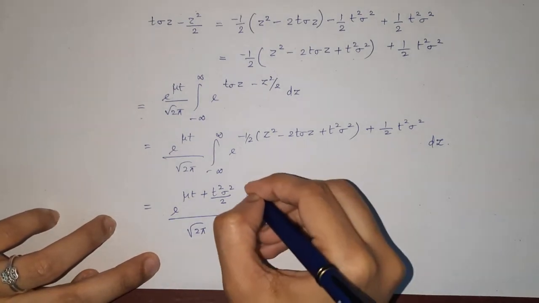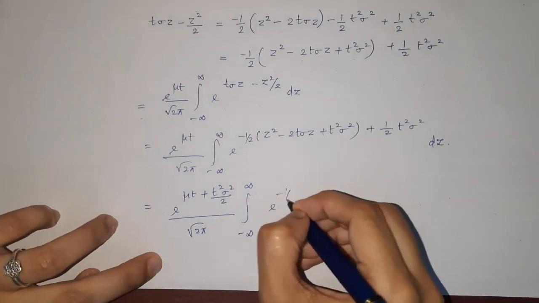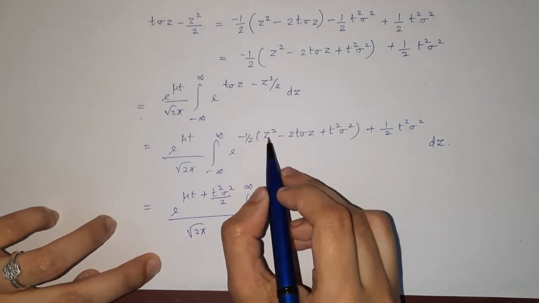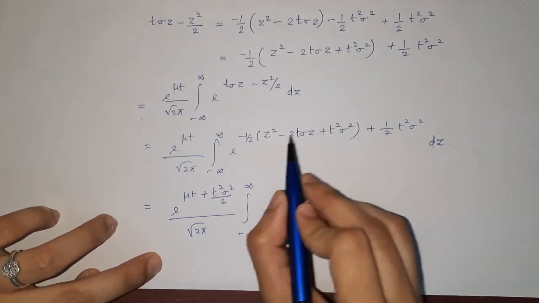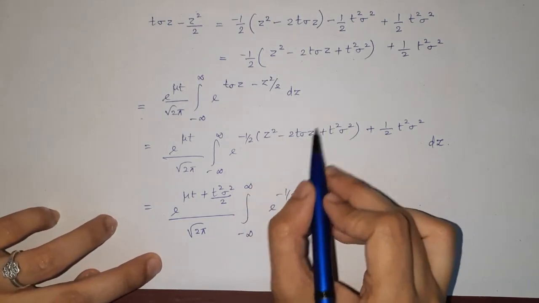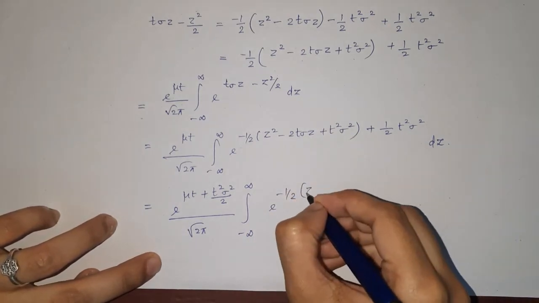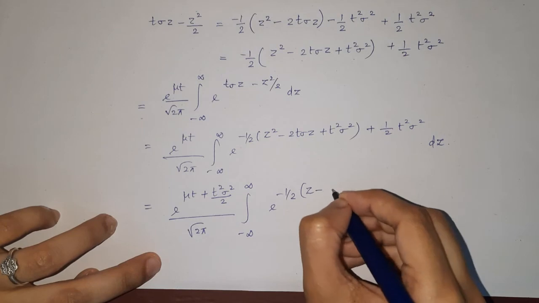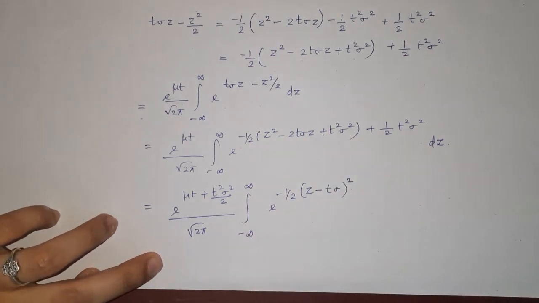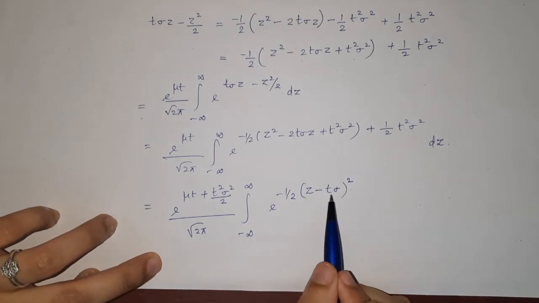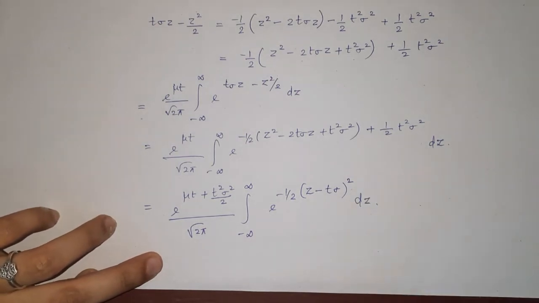Integrating from minus infinity to infinity e raised to minus 1 by 2. I can write this as z square minus 2 sigma z plus t square sigma square. So, this is just like the expansion of a minus b the whole square. So, I can consider it as z minus t sigma the whole square. Isn't it? Z minus t sigma the whole square, dz.